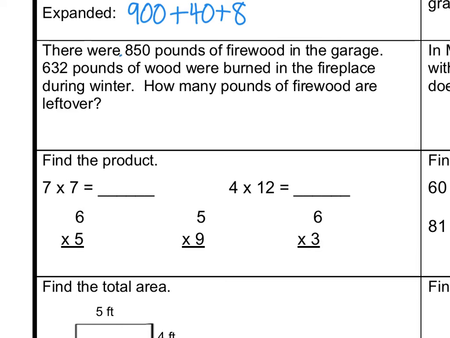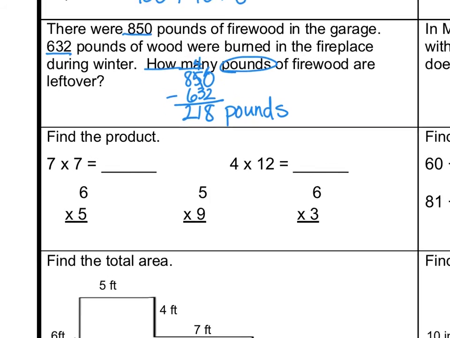There were 850 pounds of firewood in the garage. 632 pounds of wood were burned in the fireplace during winter. How many pounds of firewood are left over? So they started with 850 pounds. They used 632. So we're going to find the difference. 0 minus 2, we can't do that. Let's borrow. 10 minus 2 is 8. 4 minus 3 is 1. And 8 minus 6 is 2. And it's how many pounds? And you could say pounds of firewood would be even better.